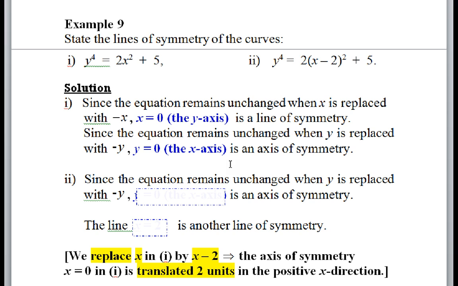Then let us use this to find out what about this. The x one is complicated. I cannot just say I replace x with negative x, I get the same equation. No, I don't. But for y, not too bad. I can replace y with negative y, I will still get back the same equation. Therefore, the x-axis is a line of symmetry.